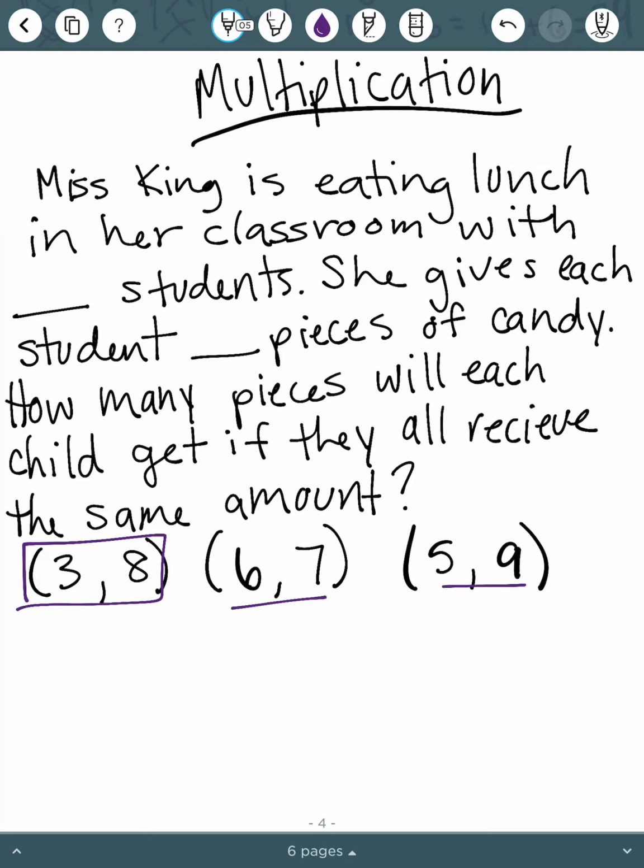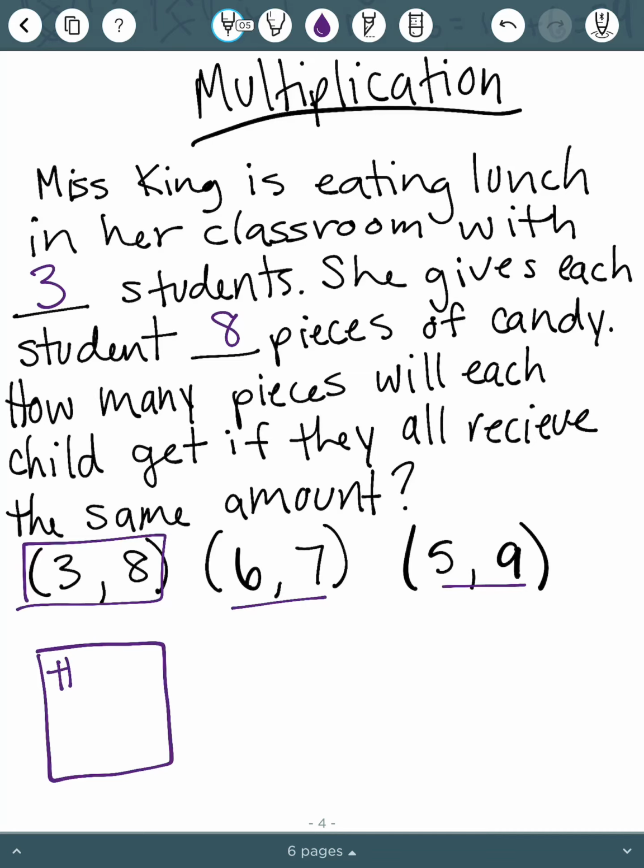Miss King is eating lunch in her classroom with 3 students. She gives each student 8 pieces of candy. How many pieces will each child get if they all receive the same amount of candy? So, same thing with division, I give them kind of like an equation template that's hanging in the room. And in my room it looks like this.